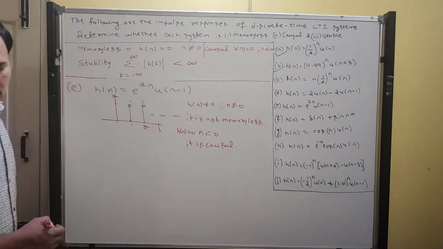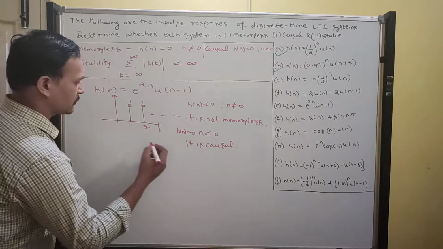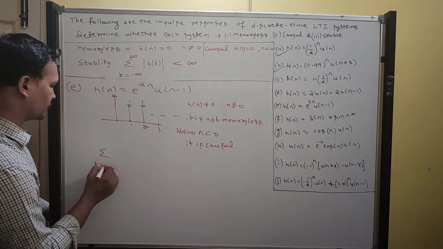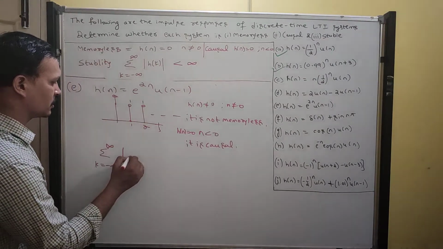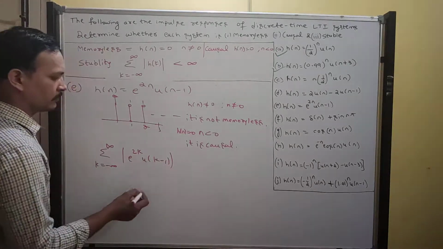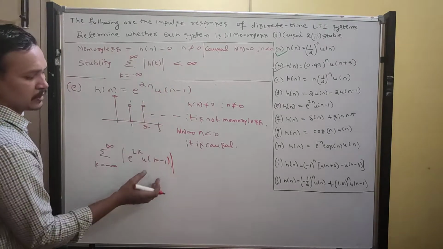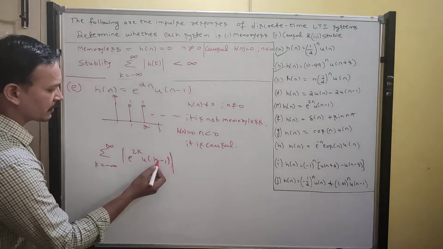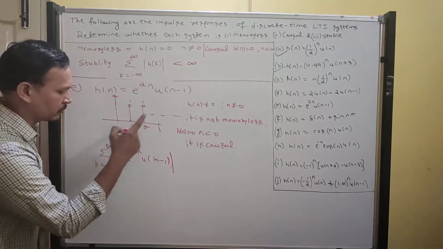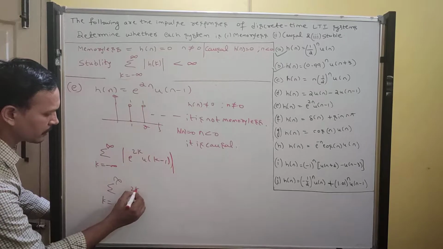Now check for stability. Summation k equals minus infinity to infinity of mod e power 2k u of k minus 1, that is, mod h of k. That's why I have written it like that. What is u of k minus 1? The limit exists from where to where? 1 to infinity. Now summation k equals 1 to infinity of e to the power of 2k.